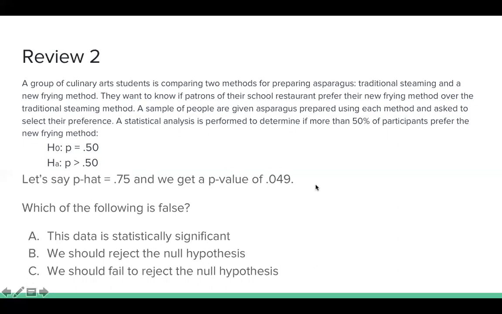Okay, so this is the same problem, but we have more data here now. Everything is the same except for the last sentence. It says, let's say p hat equals 0.75, and we get a p-value of 0.049. Which of the following is false?